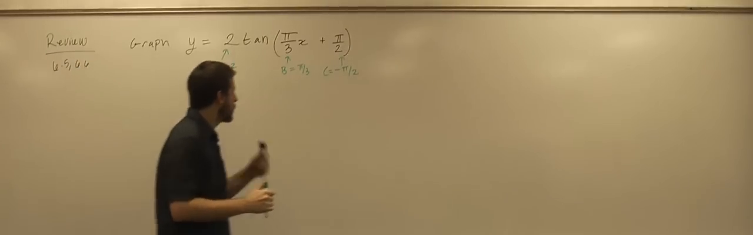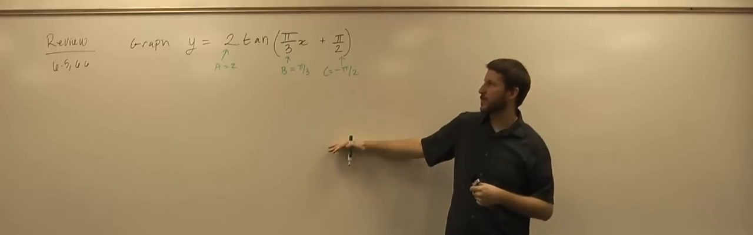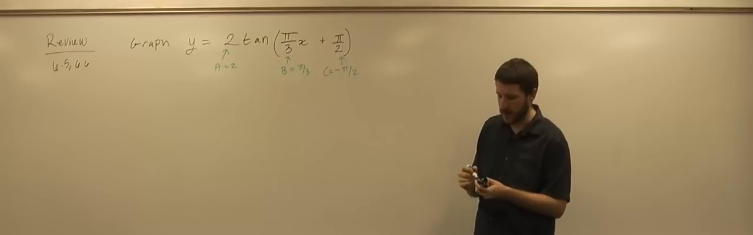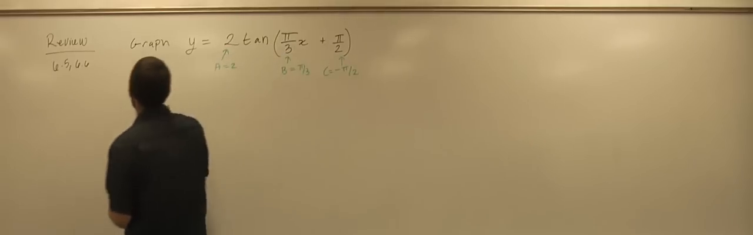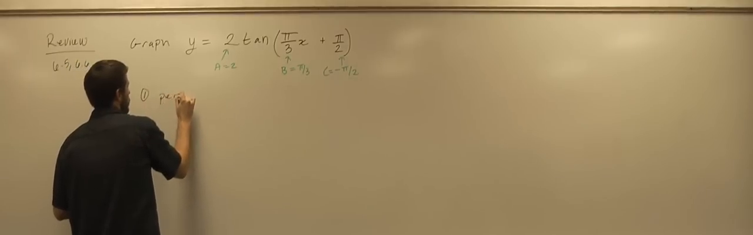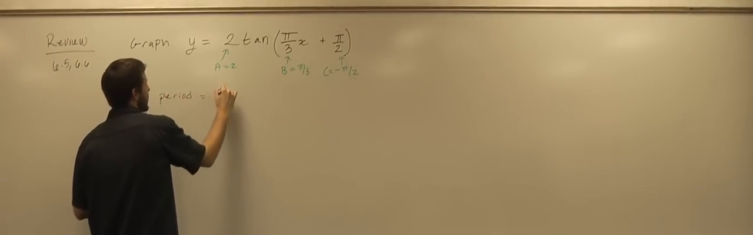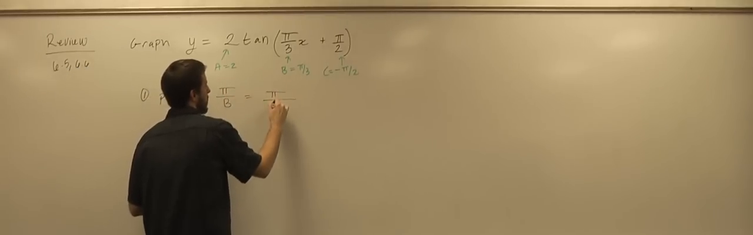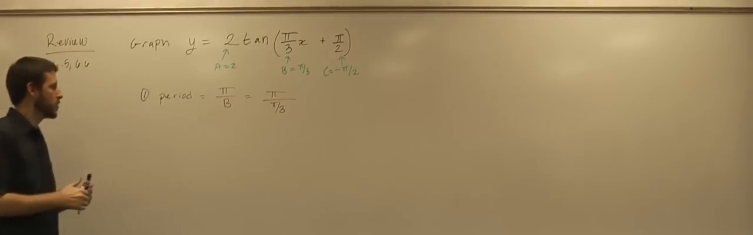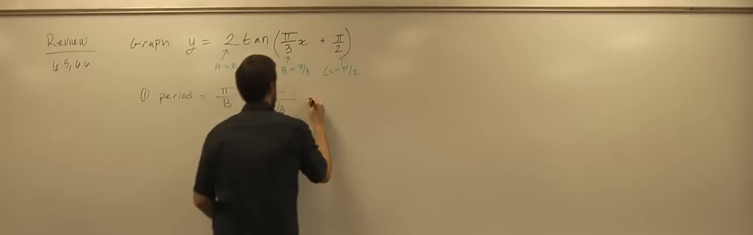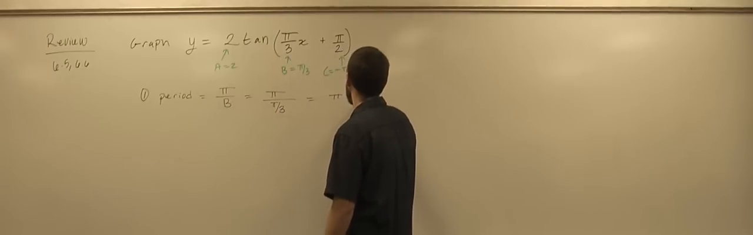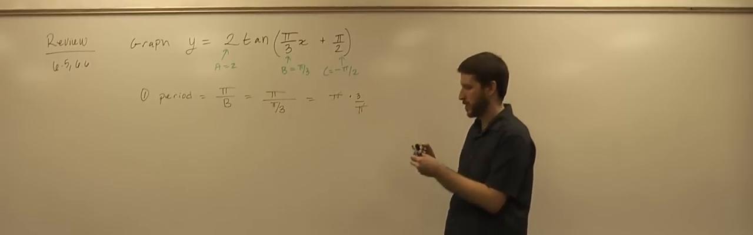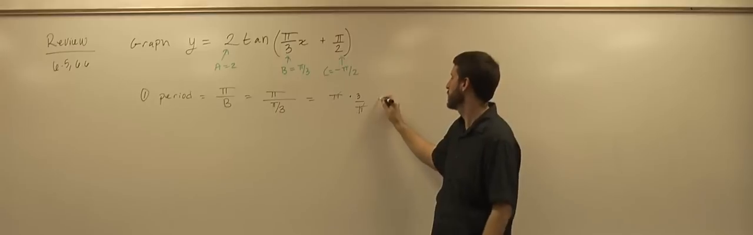And then when we graph tangent, we want to find the period and the quarter period, and then also where it shifts, right, where the 0 moves. So we have to calculate the period first. How do we do that? Is it 2 pi over b or pi over b? Pi over b. For tangent, it's pi over b. So in this case, that'll be pi divided by pi over 3. When you flip and multiply, you get pi times 3 over pi. The pi's cancel and you just end up with 3. So the period for this function is 3.